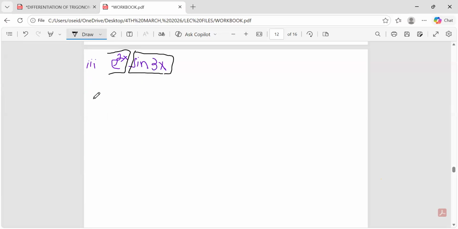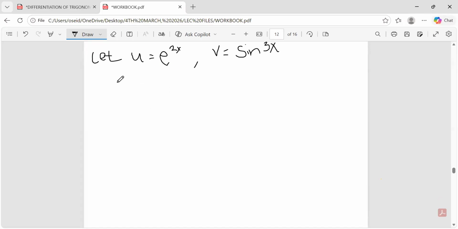All right. So we see, let u equal e exponent 2x, comma, then let's say v. It's the same as the g of x and the f of x that we've been using, but for me, I prefer the u and the v. So you might prefer the f of x and the g of x. It's the same thing. The only thing is that we are just changing the letters that we are using.